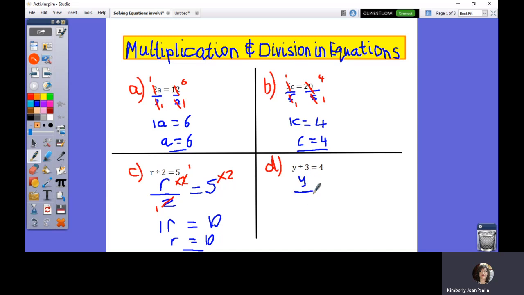Last example here: y divided by 3 is equal to 4. Let me write it in fraction form so it will be easy to simplify. In order to get rid of this division by 3, I multiply by 3 on both sides to keep the equation balanced, and then simplify. So 3 divided by 3 gives us 1. We are left with 1y, which is equal to 4 times 3, 12. Therefore, the value of y here was 12.